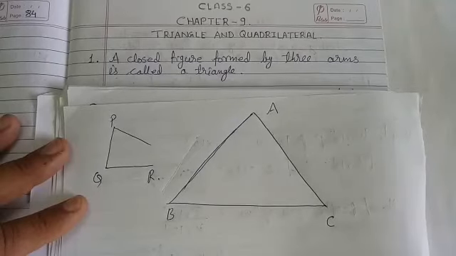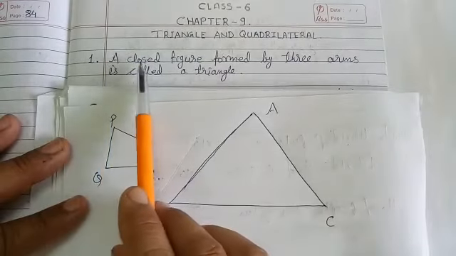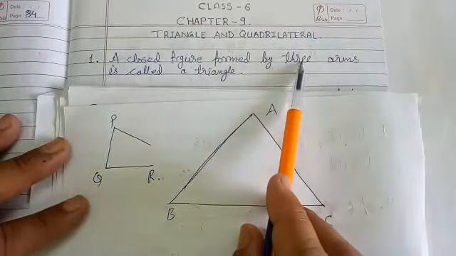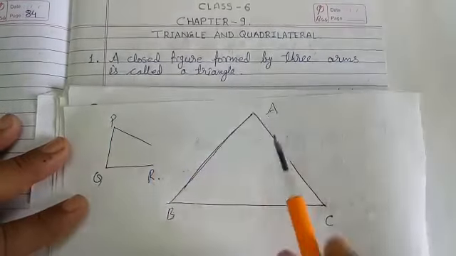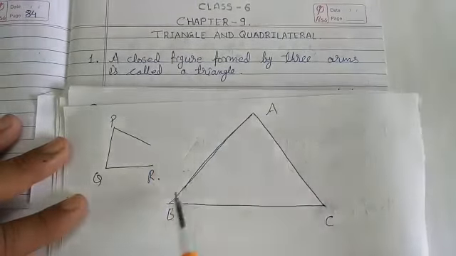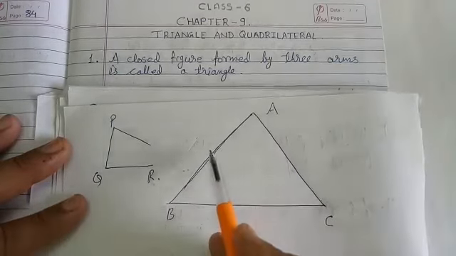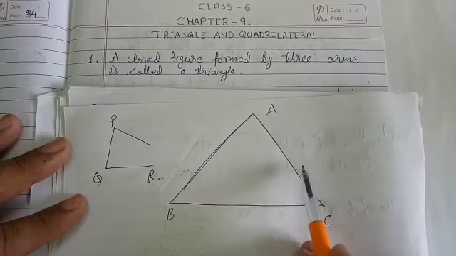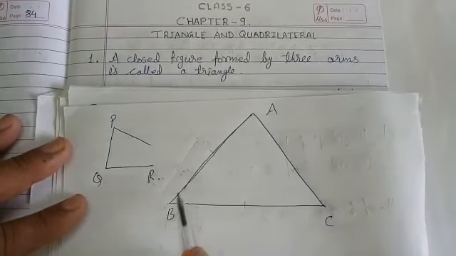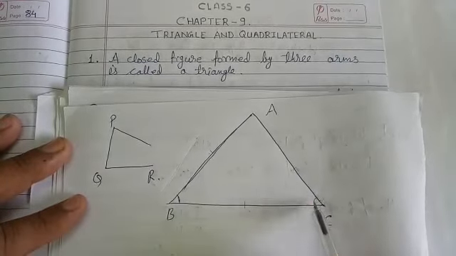Good morning children, today we will see chapter 9, triangle and quadrilateral. First point, a closed figure formed by three arms is called a triangle. It is a closed figure. From all the three sides it is closed and these are the three arms. So it is a triangle. These are the arms. This is the vertex.